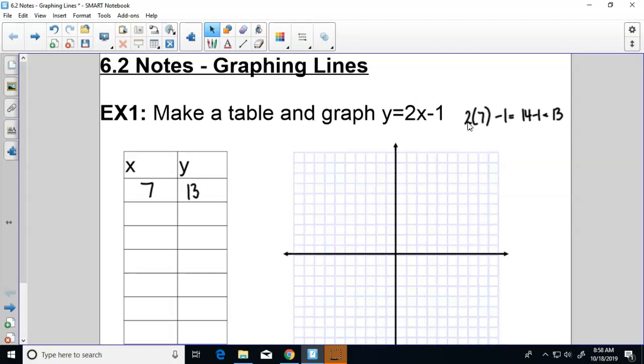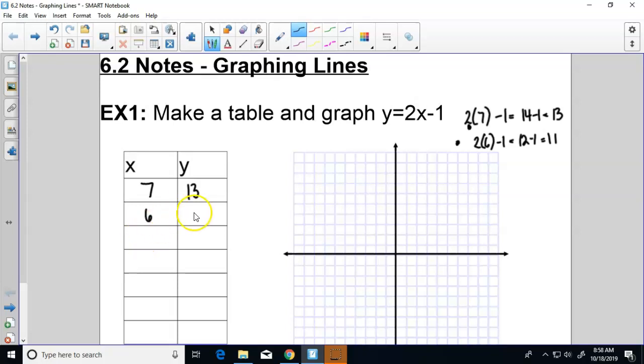Okay, for 6, I would have 2 times 6 minus 1, which would be 12 minus 1, which would give me 11. So 6, 11, still off the graph a little bit, but we can tell kind of where it would be. All right, let's see. Zena, give me another number.